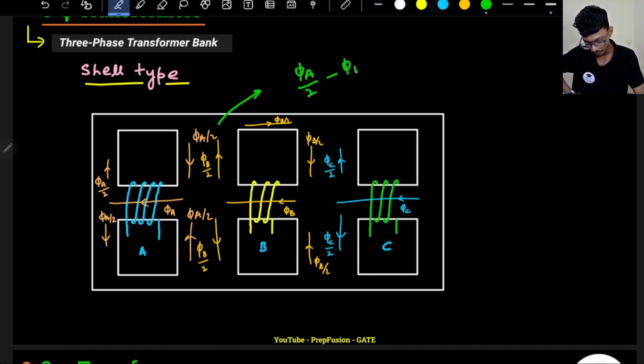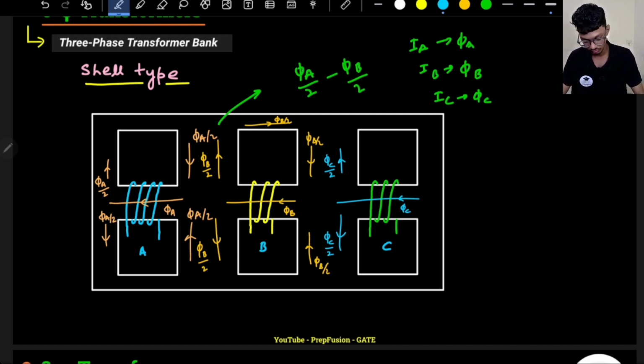Remember I told you that all these are phasor quantities, right? Because IA will produce a flux phi a, and these are all balanced fluxes. IB will produce a flux phi b, and IC will produce a flux phi c. So all these are balanced fluxes, that means these are also balanced. So phi a will be, let's assume, phi m angle 0, phi b will be phi m angle 120, and phi c will be phi m angle minus 120.